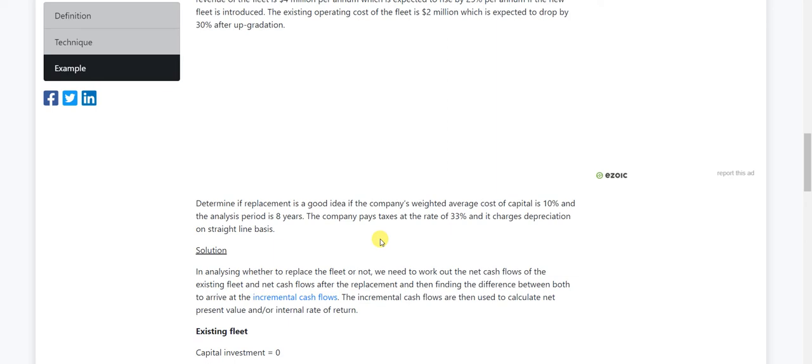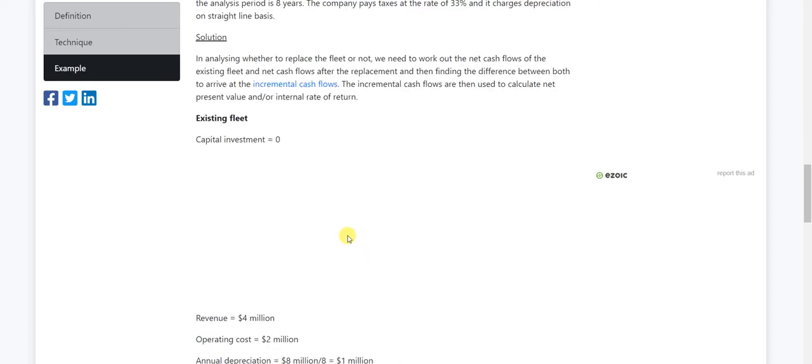In analyzing whether to replace the fleet or not, we need to work out the net cash flows of the existing fleet and the net cash flows after the replacement, and then find the difference between both to arrive at the incremental cash flows. The incremental cash flows are then used to calculate net present value or internal rate of return. So for the existing fleet we have a calculation.